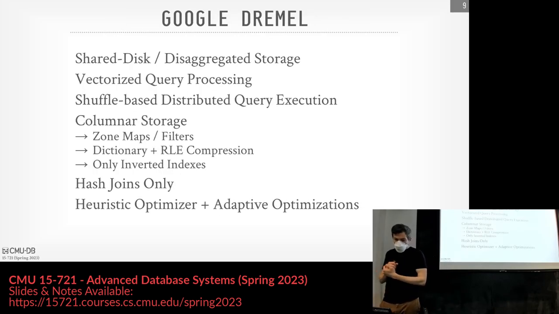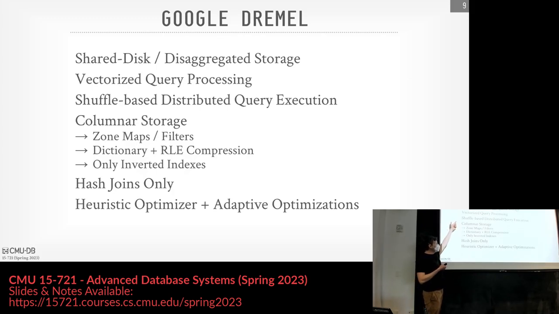So a quick overview of the key features of Dremel. And again, these are the things that we talked about throughout the entire semester. So we already mentioned that it's going to be a shared disk, disaggregated storage. They're going to rely on an object store to store files in. In some cases it'll be managed, meaning you do want Dremel to define the encoding scheme for the data. In other cases, it could be a bunch of JSON or CSV files, and that's fine.